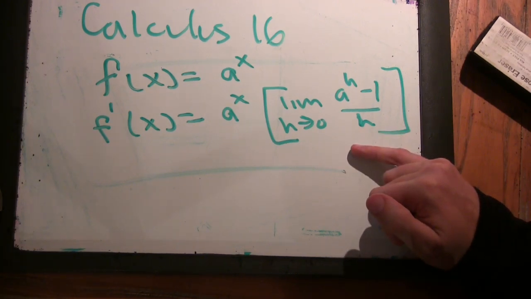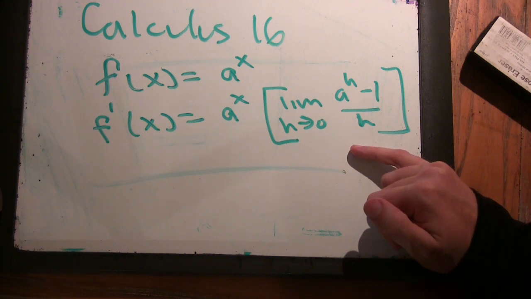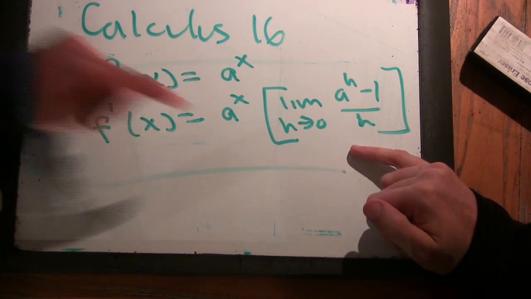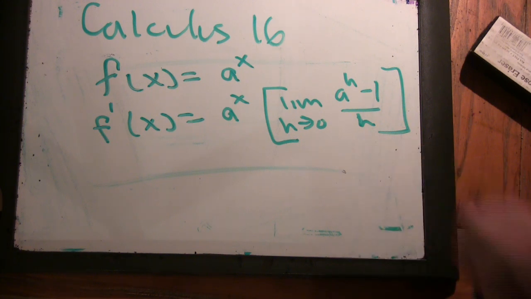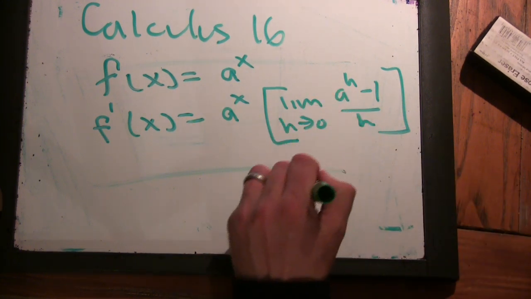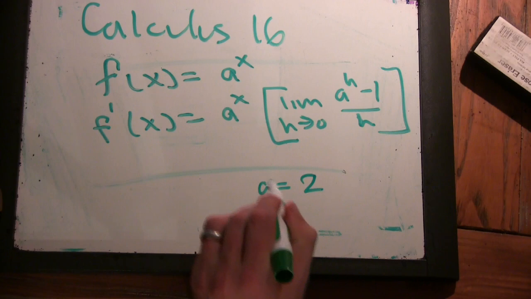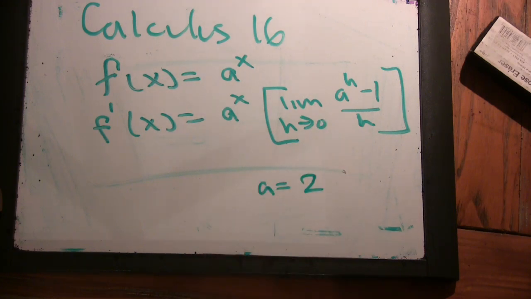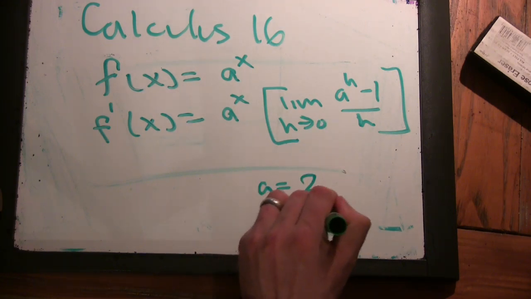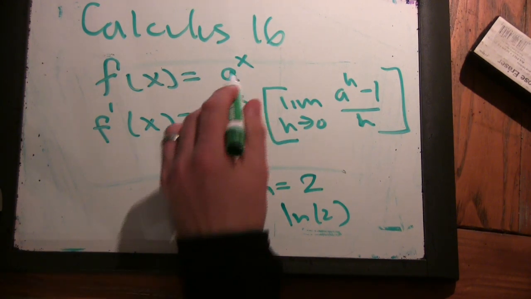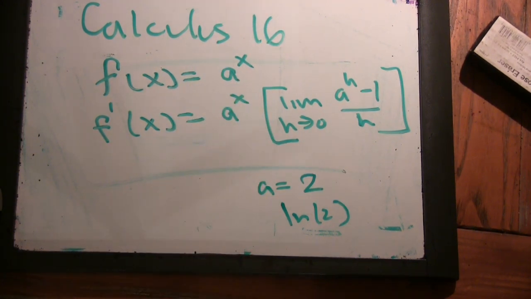And it meant that the derivative of e to the x is just e to the x. And you saw that when a equals 2, do you remember what this limit was exactly? It was ln of 2. So what's the derivative of 2 to the x? It's 2 to the x ln 2.